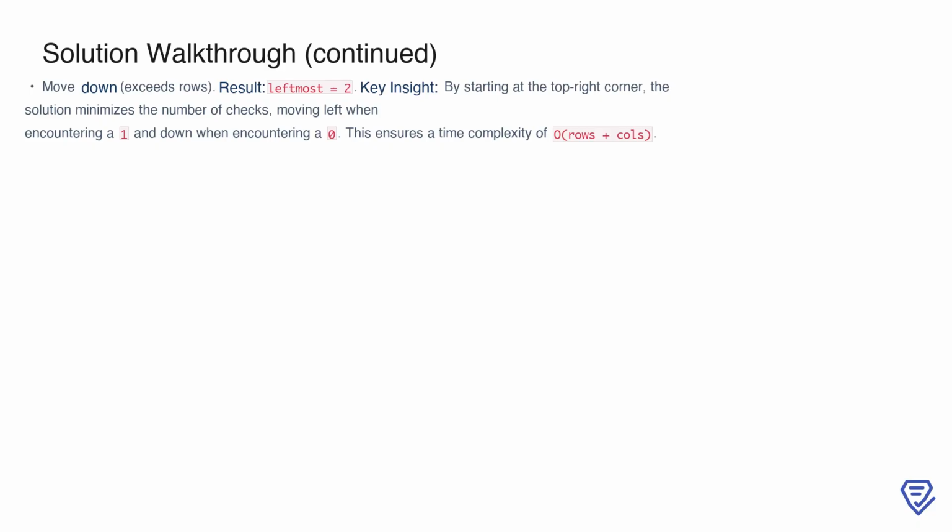The key insight of this solution lies in starting from the top right corner of the matrix. By moving left when encountering a 1 and down when encountering a 0, we minimize the number of checks needed. This approach ensures that we only traverse each row or column once, leading to a time complexity of O(rows + cols). This makes the solution highly efficient for large matrices while maintaining clarity and simplicity in its implementation.